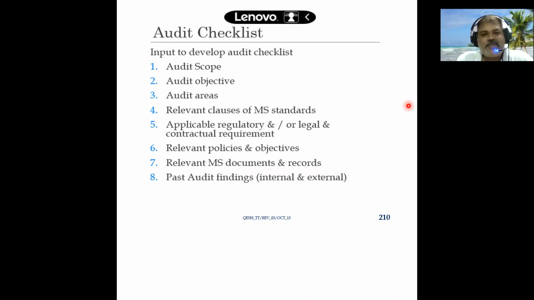Okay. So audit objectives and audit areas and relevant clauses, MS standards, and applicable regulatory or legal and contractual requirements. Because sometimes you work with contractors, they will look at it based on their requirements. Because you're working with different clients, the requirements may differ. The regulation is also the same, but let's say working in LTA, working in ExxonMobil, working in PUB, maybe certain rules and regulations are different. So you need to take a look at this as well. Your relevant policies and objectives and relevant MS documents and records. Then your past audit findings, whether internal or external.